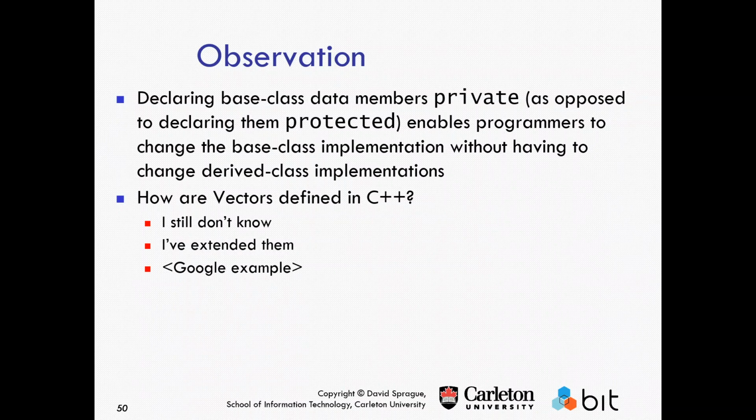I like to point out that the vector class in C++, I have no idea how it works. I've extended vectors. I don't need to know how it was implemented. I just can use it. You can only get that if you don't have to worry about direct access to public data. The idea is that if you encapsulate, if you hide how things are implemented using public, protected, and private, it allows you to not have to worry about people doing stupid things to your data.